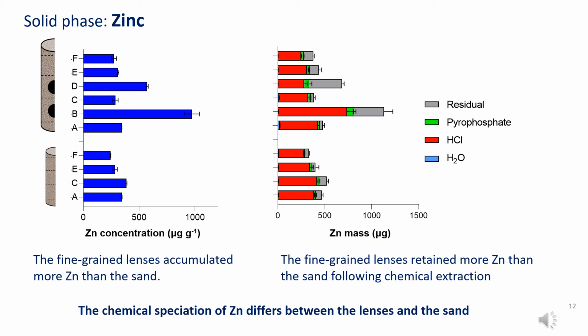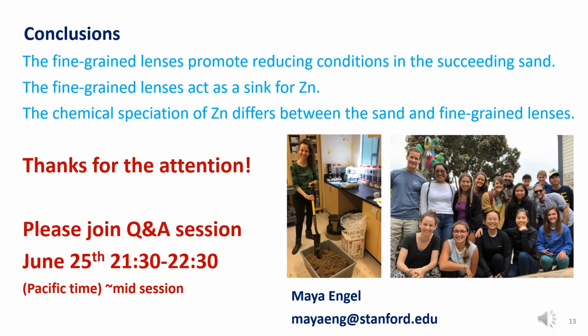And if we add in the distribution of the chemical extractions, we can see in grey that more zinc was left in the residual phase in the lenses compared to the sand, implying that there is a difference in the chemical speciation of zinc between the sand and the lenses. We are now working on X-ray absorption spectroscopy data to unravel the chemical speciation of zinc, so stay tuned for future results.